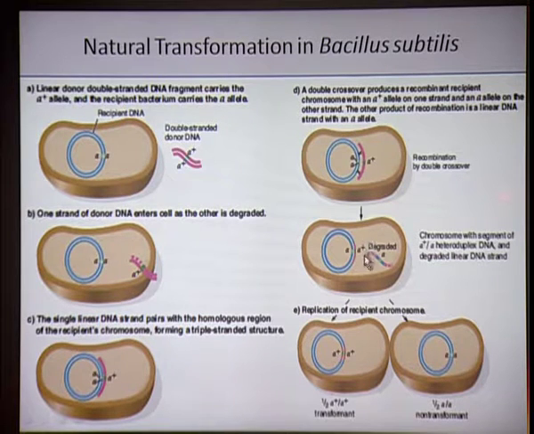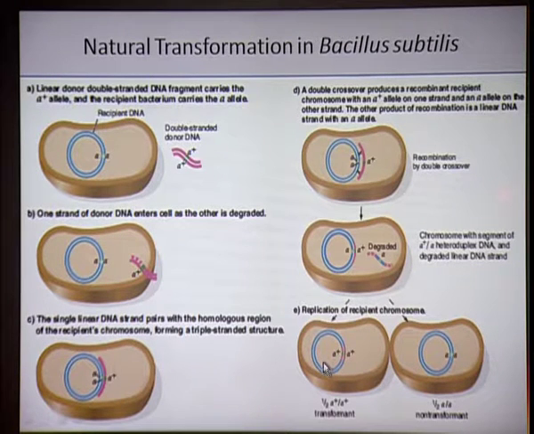Then we will see that this leads to generation of a heteroduplex of A and A plus, and when the cell undergoes division, we get 50% of cells which are transformants, wherein A is replaced by A plus, and 50% of the cells remain non-transformed. So this is what is happening during natural transformation.